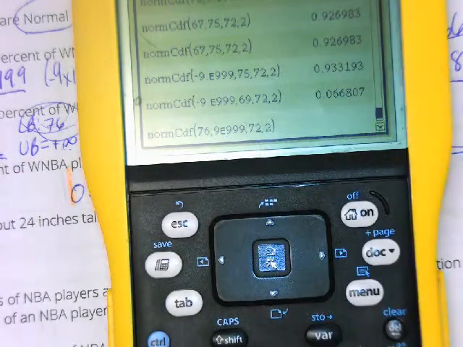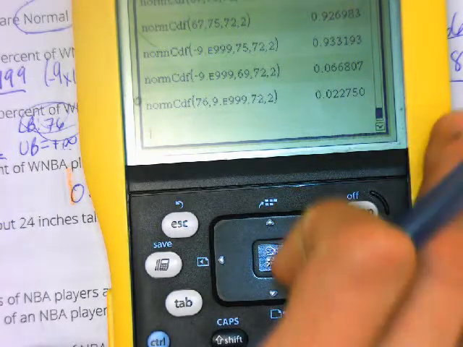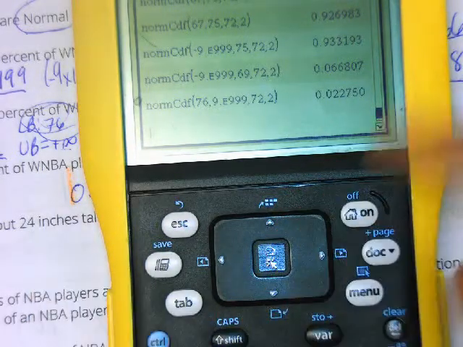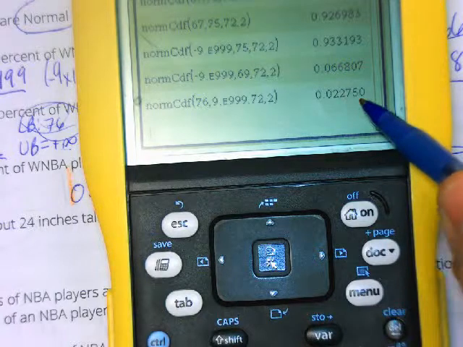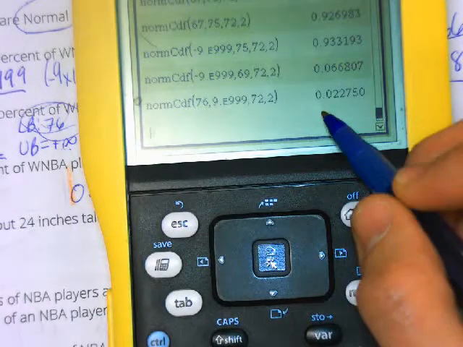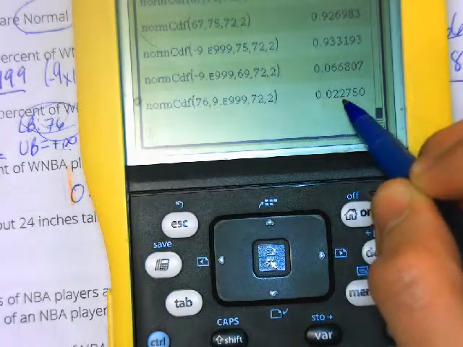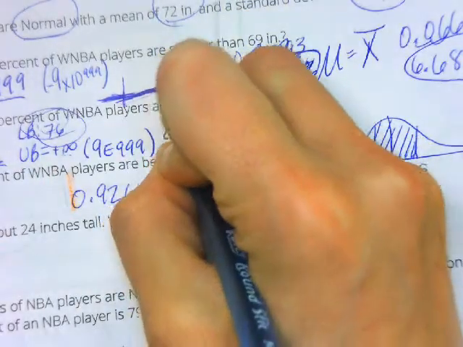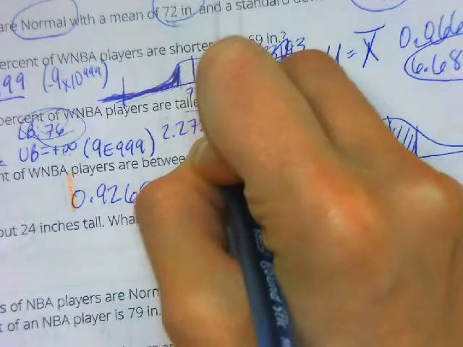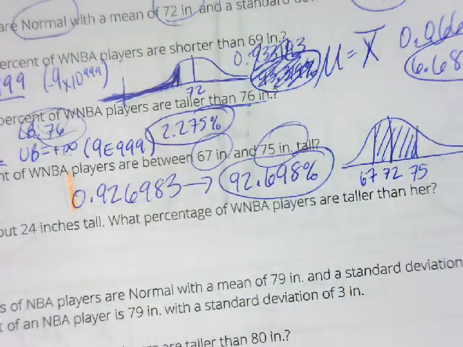72, we're still working with the same mean and the same standard deviation. So your answer is right there. 0.022750, or if we move that 2 places, 2.275%. So this one is 2.275%. Okay.